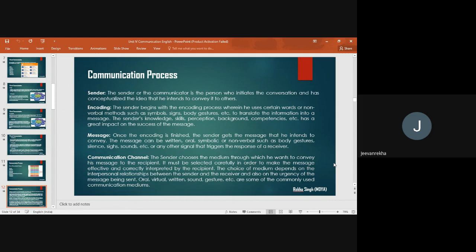Then the message. Once the encoding is finished, the sender gets the message that he or she intends to convey. The message can be written, oral, symbolic, or verbal, such as body gestures.